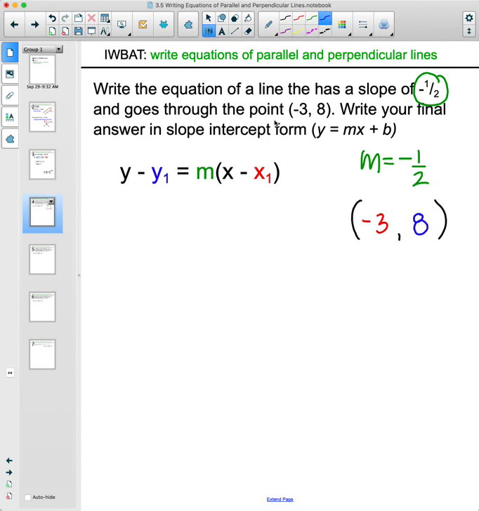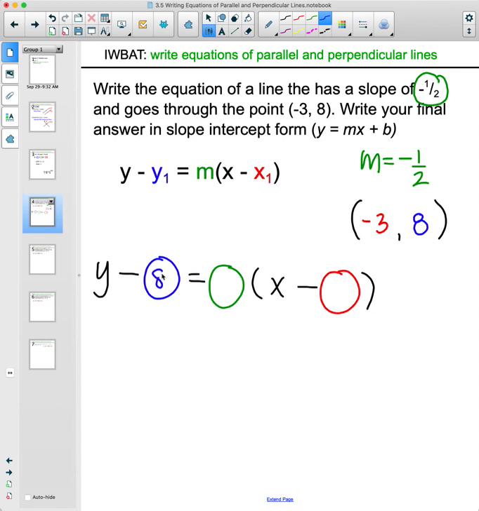So we're going to go ahead and plug it in here. I often like to just leave blanks for all of the things that I'm going to plug in. So we're plugging in for the y1, the m, and the x1. So you're going to put your y1 here, you're going to put your slope here, and you're going to put your x coordinate here. So y minus the y coordinate, which is 8, equals the slope, -1/2, times x minus the x coordinate.